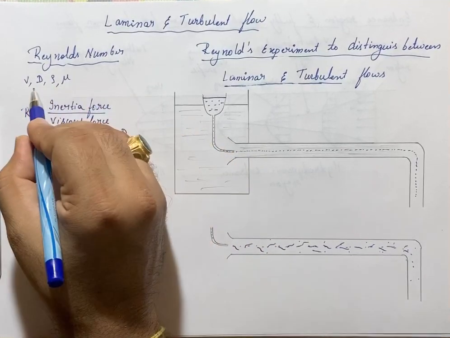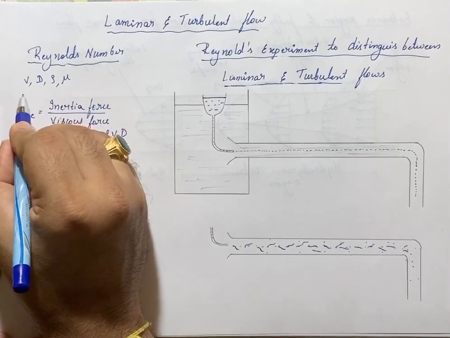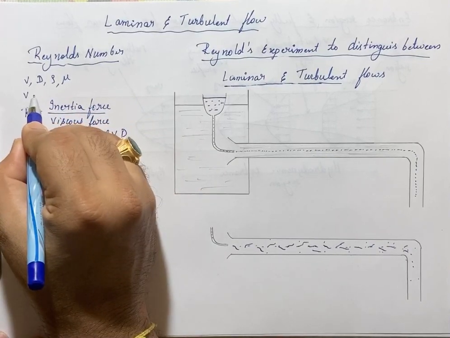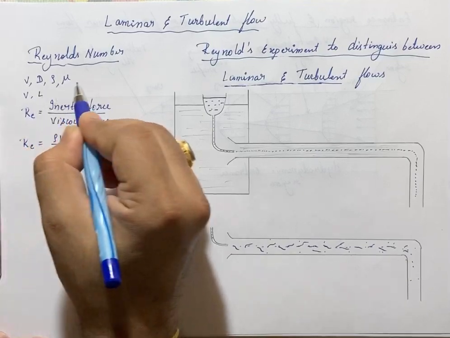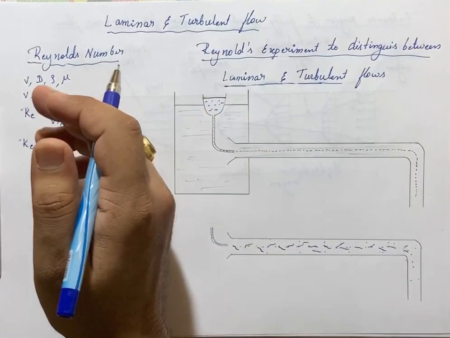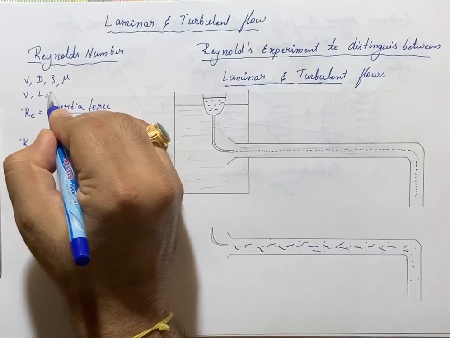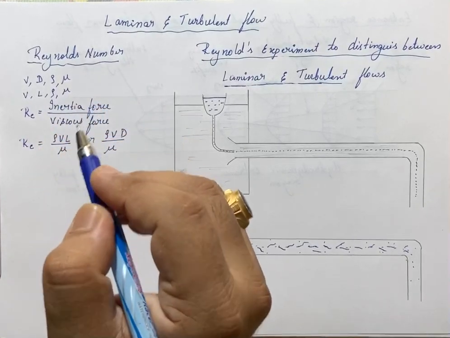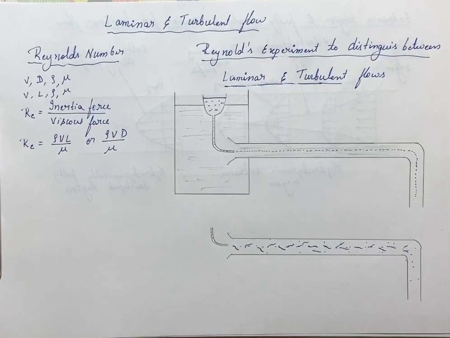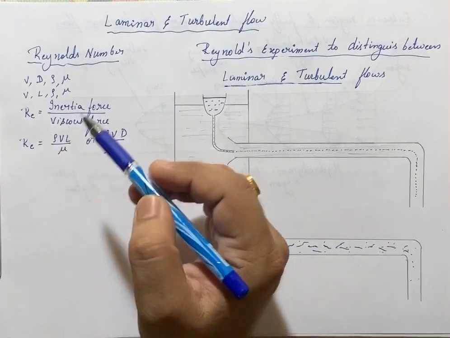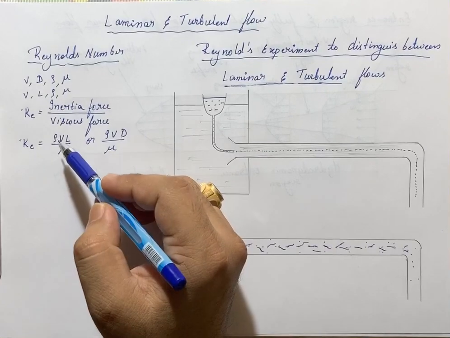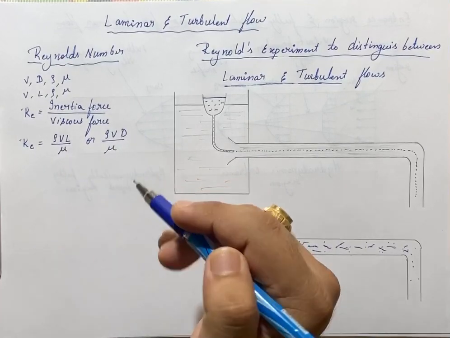In case it is a pipe flow, we consider diameter; if it is a non-pipe flow or open channel, we will be considering the velocity of the fluid v, the length of the flow L, density rho, and mu, the dynamic viscosity of the fluid. Right. These things we will be considering. Now, Reynolds number is what? Inertia force by viscous force, that is rho VL by mu or rho VD by mu.